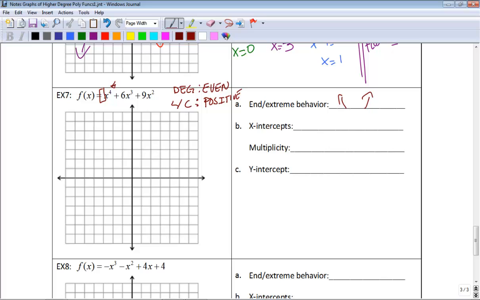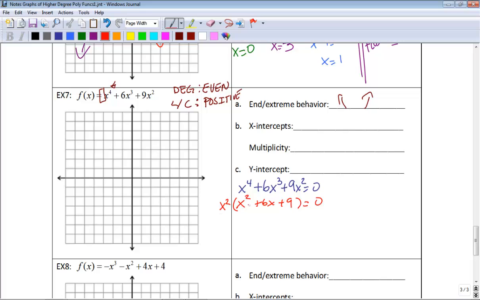X-intercepts. What do I need to do? I need to set this thing equal to 0 and solve for x. So x to the fourth plus 6x cubed plus 9x squared equals 0. I need to solve it. Well, how do I solve it? Factor. What's the first step in factoring? GCF. Do I have a GCF? I do. It's x squared. Factor out your x squared and see what you're left with. What I'd be left with is x squared plus 6x plus 9.